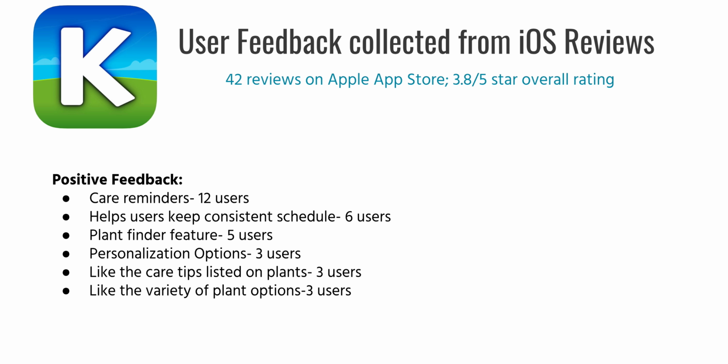So for my research, I first collected user feedback. 42 reviews were on the Apple App Store with a 3.5 out of 5 star overall rating. So as you can see here, I collected a lot of the positive feedback mentioned from users. The main ones being users really like the care reminders. They like that the care reminders help them keep a consistent schedule. And then users really like the plant finder feature. So if they didn't know the name of their plant, they could go through that finder to help them figure out the type of plant they have.